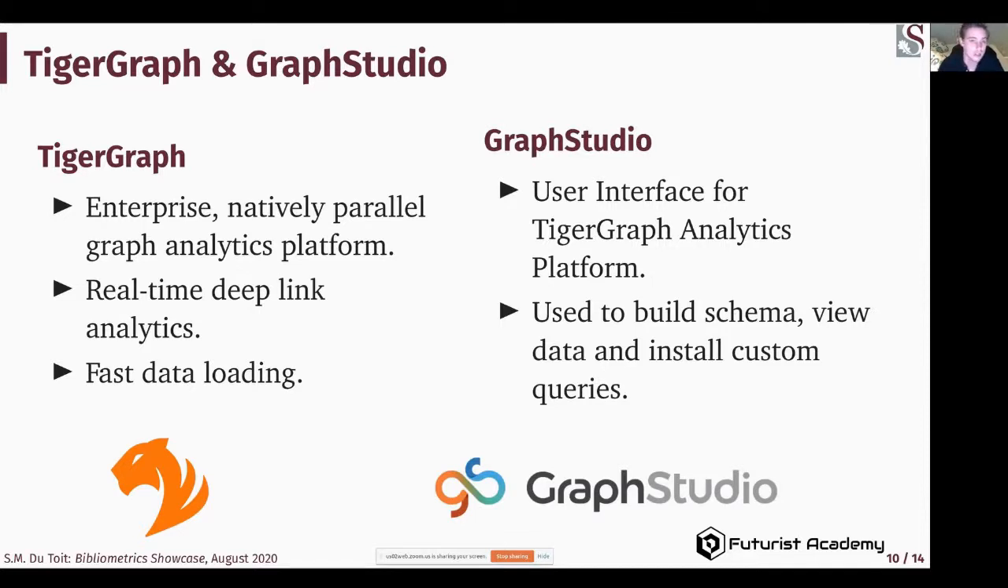GraphStudio is the user interface used for TigerGraph. I'll also show you a little bit in the demo how I was able to install queries and visualize the data before actually having to really plot anything. It has some built-in features there.